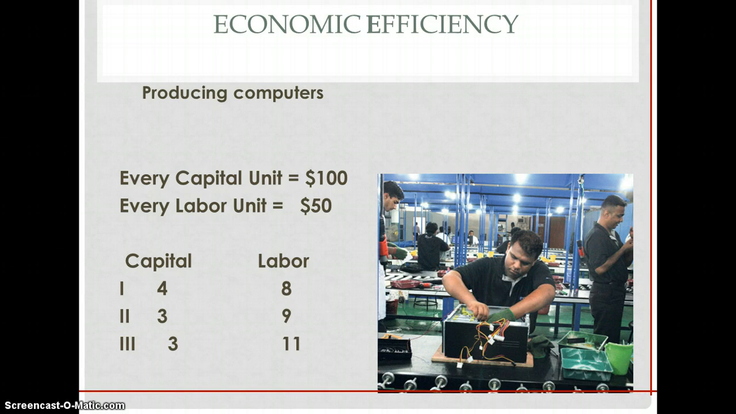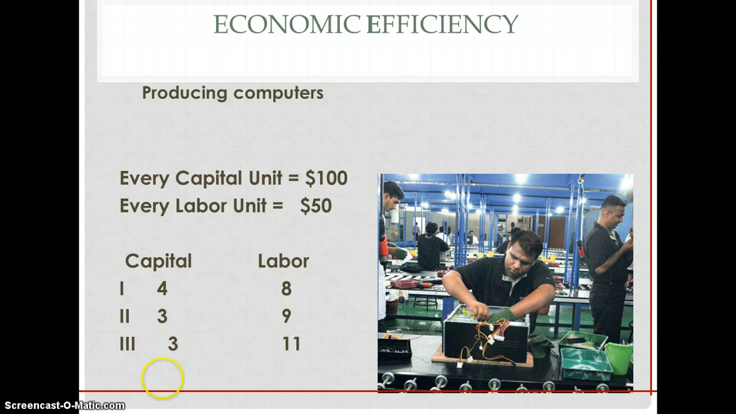If we look here, for scenario number one there are 4 capital units, which would be $100 a piece. So the capital, the buildings, the infrastructure, would cost $400. Labor, 8 units, would be $400. So case 1 would be an $800 cost for the computer.